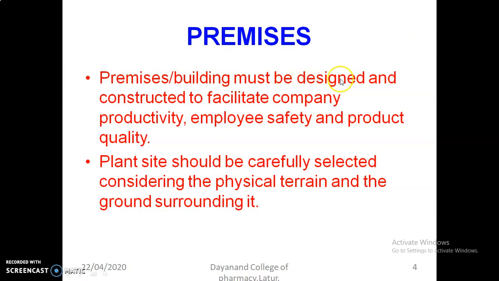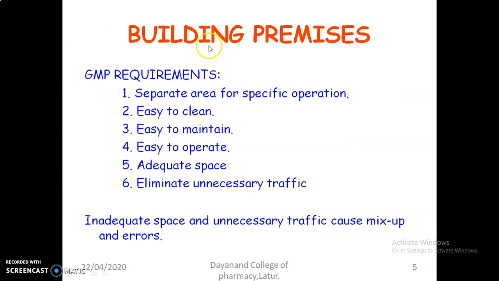Premises buildings must be designed and constructed to facilitate company productivity, employee safety, and product quality. The plant site should be carefully selected considering the physical terrain and the ground surrounding it. As for the building premises, as per GMP, some requirements should be there. It must have separate areas for specific operations, be easy to clean, easy to maintain, easy to operate, have adequate space and eliminate unnecessary traffic to avoid any cross-contamination.